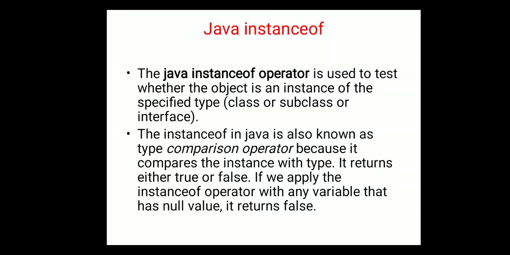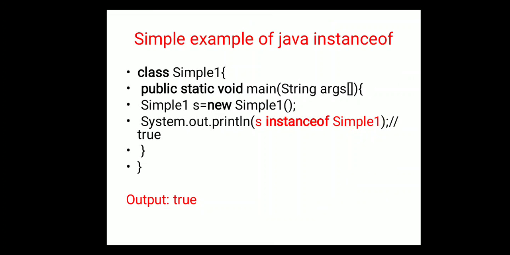And one more point we need to remember is the return value of this instance of operator is of Boolean type. Boolean allows only two values, either true or false. So the return value is Boolean value, true or false. Let us see this instance of operator with three examples. The first example is a very simple example.